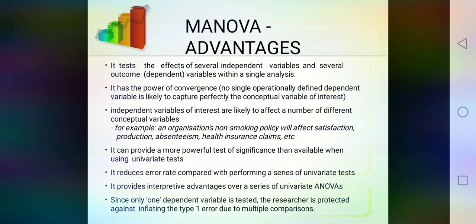What are the advantages of MANOVA? It tests the effects of several independent variables and several outcome variables with a single analysis. If we go for univariate analysis, then we have to run a single ANOVA for one dependent variable and then again an ANOVA for the other dependent variable. But here we can assess all the dependent variables in a single analysis. It has the power of convergence.